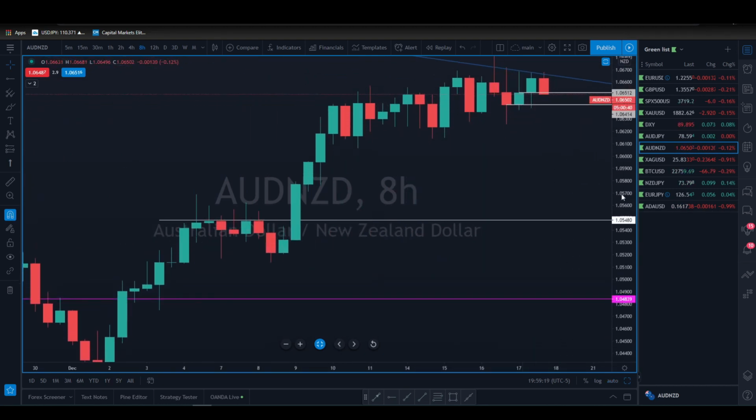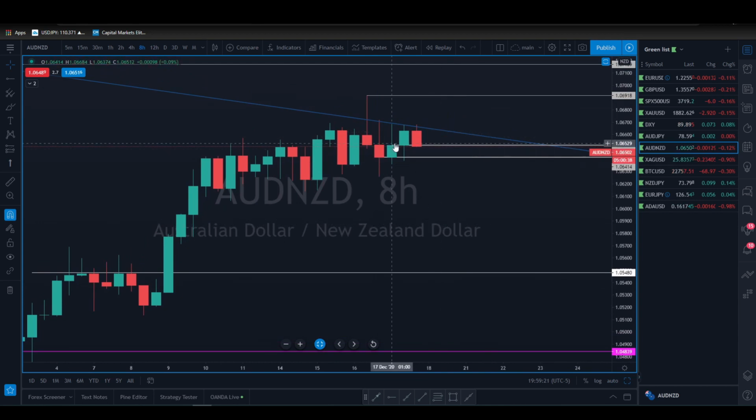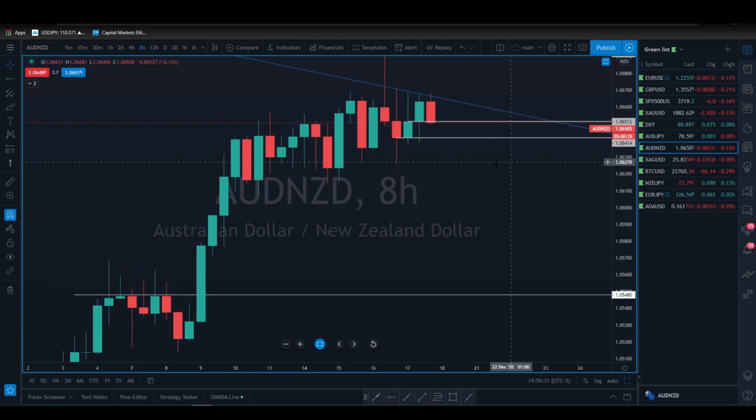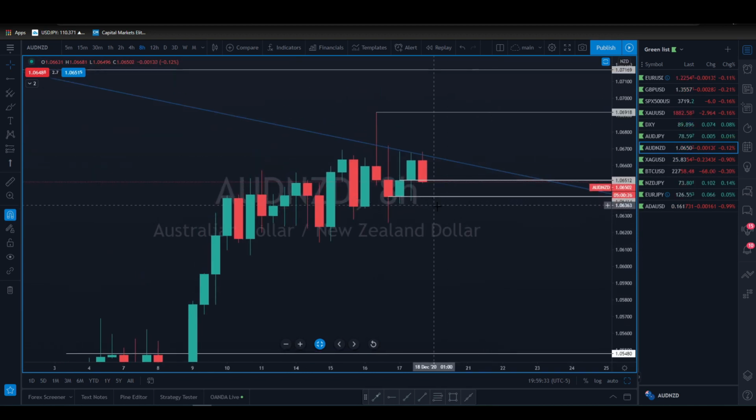Now, I am not saying that this thing is going to go lower. Get your shorts out and get ready to go, because the sentiment that's being built here is acting like it wants to roll over. However, if I get an 8-hour closure above 1.06414, this area here, I will be targeting this high at 1.06918.